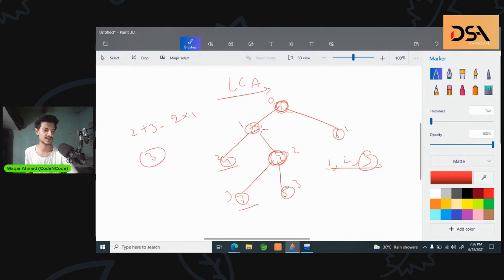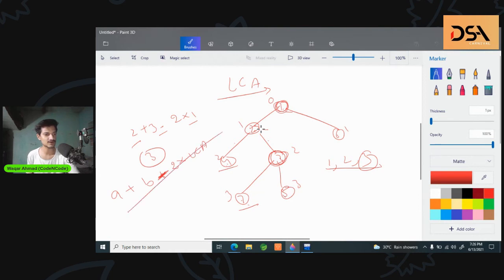This way you are able to find out the distance between two nodes in log n time, because finding the LCA takes log n time. How? I'll tell you in a moment. I'm just telling you, once you know the LCA, you can actually calculate the distance between A and B using this simple formula: distance of A plus distance of B minus 2 times the distance of their LCA, and all of these distances are from the root.